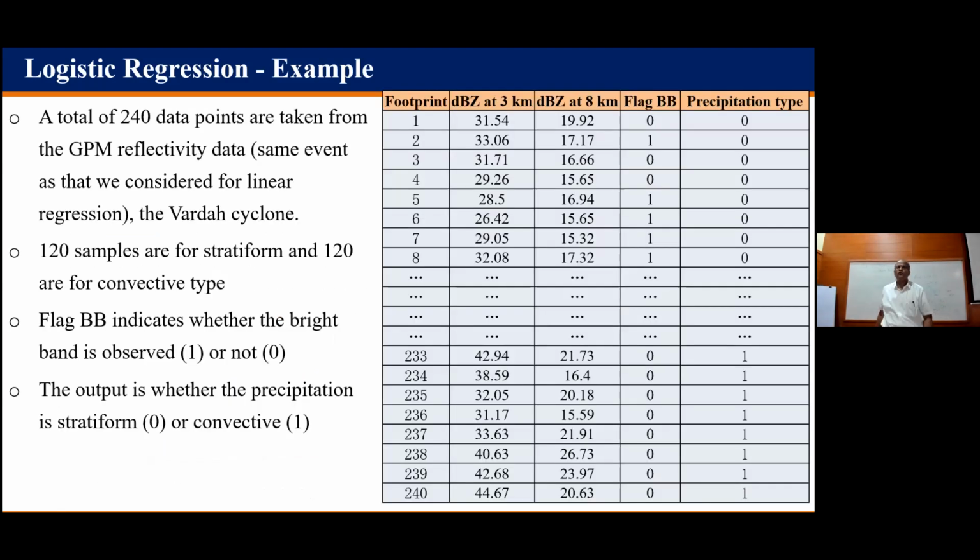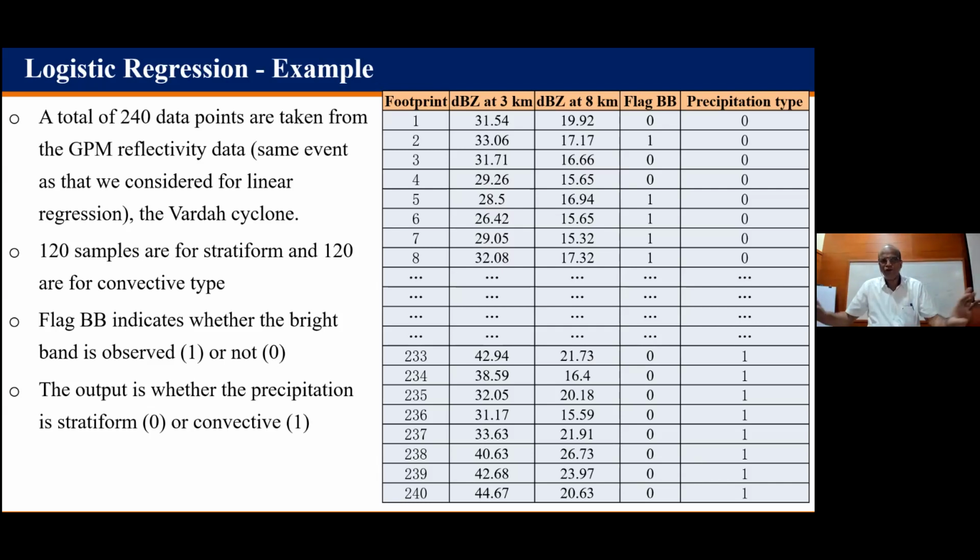Now, a total of 240 data points are taken from the GPM reflectivity data, the same as the event we considered for Vardah. 120 samples are from stratiform and 120 from convective. The flag BB, bright band, indicates whether the bright band is observed or not. If the bright band is observed, technically it should be stratiform rain, because it corresponds to the 0 degree isotherm. Supercooled clouds are not there. But sometimes it is not so clear-cut. That is why we are using three variables. We use more features to classify the rain, instead of relying on just one feature. More features minimize the risk and the error. The output is whether the precipitation is stratiform or convective.